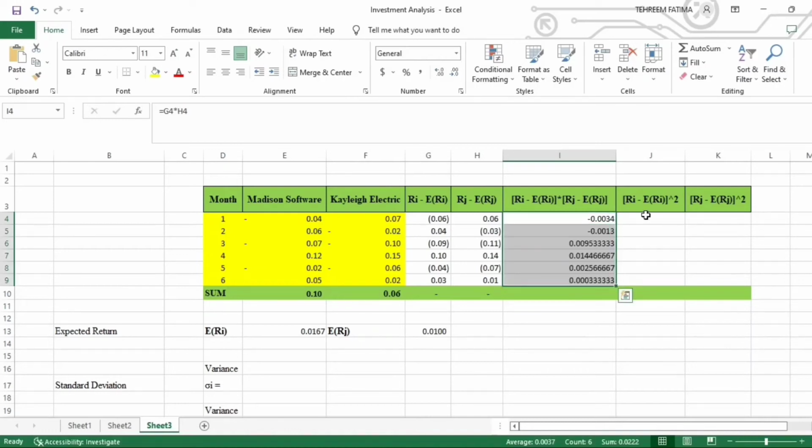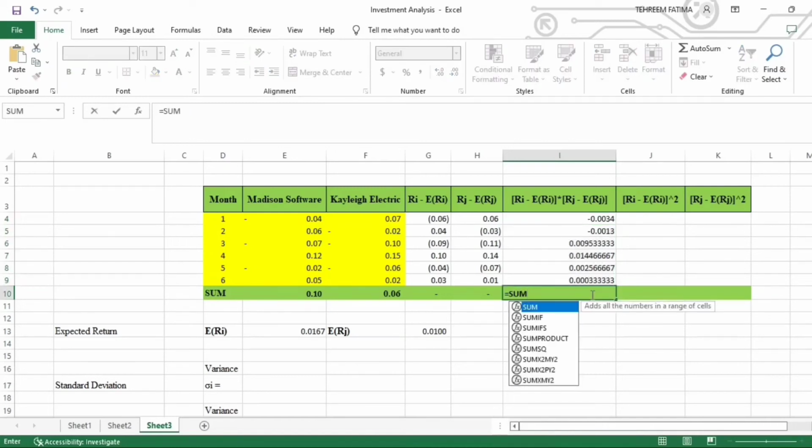Same I'm going to compute the sum, parenthesis close, enter.